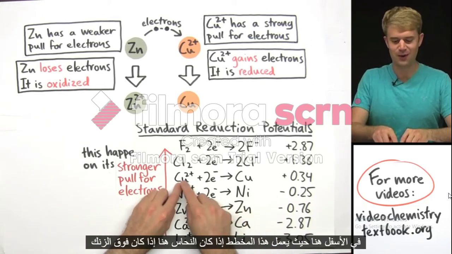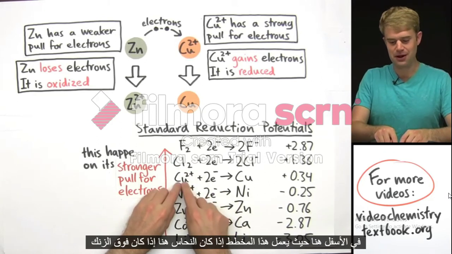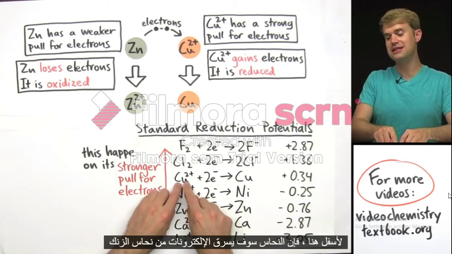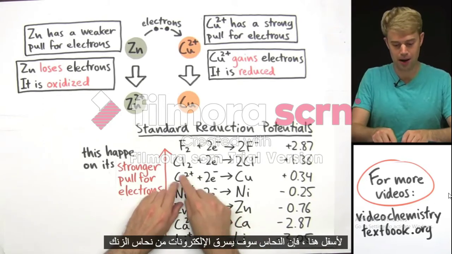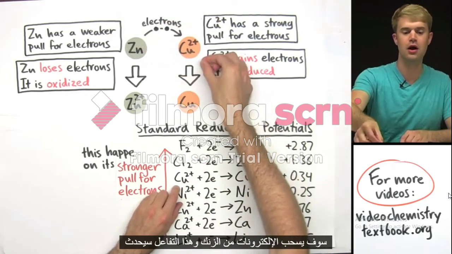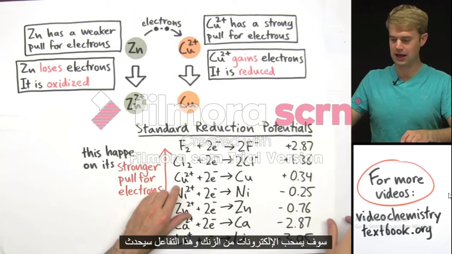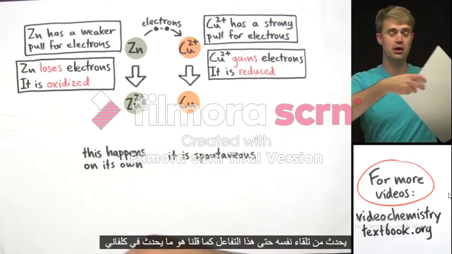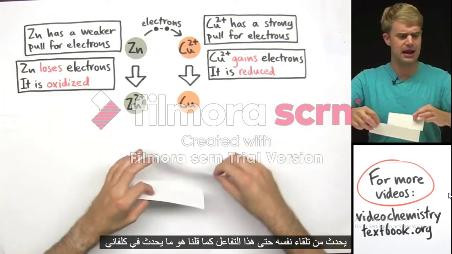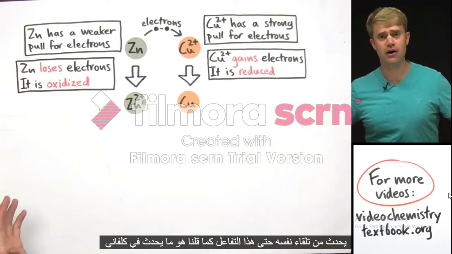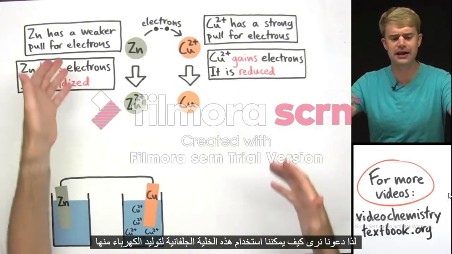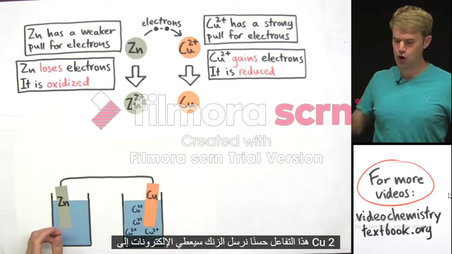So the way this chart works is if copper is up here, above zinc down here, then copper is going to be stealing electrons from zinc. Copper is going to have a stronger pull. So that's how we know that copper is normally going to be pulling electrons from zinc, and that this reaction is just going to happen on its own. So this reaction, as we said, is what's going on in a galvanic cell. So let's see how we can use this galvanic cell to create electricity from this reaction.